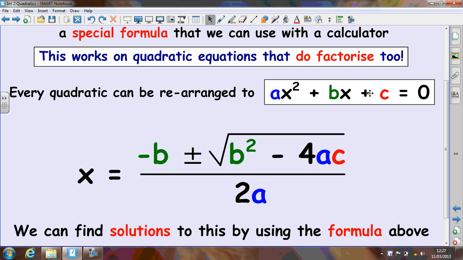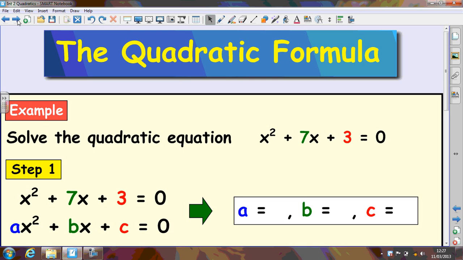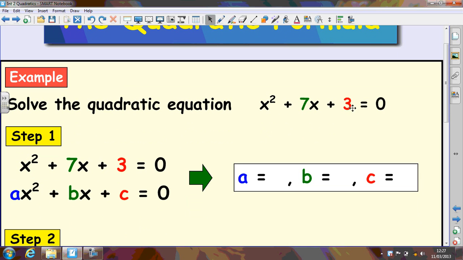Now these values can be positive or negative, and it's important to watch out for that. But the first example we're going to look at has got all positive values. So I've broken this up into 2 steps. Step 1 is to work out your a, b and your c values, and we can look at that here. So in this case, a is 1 because there's nothing in front of the x squared, and that just is a 1. The b, that's a plus 7, so we can write b is 7. And the c is this number at the end here, which is 3. So that's us got our numbers.